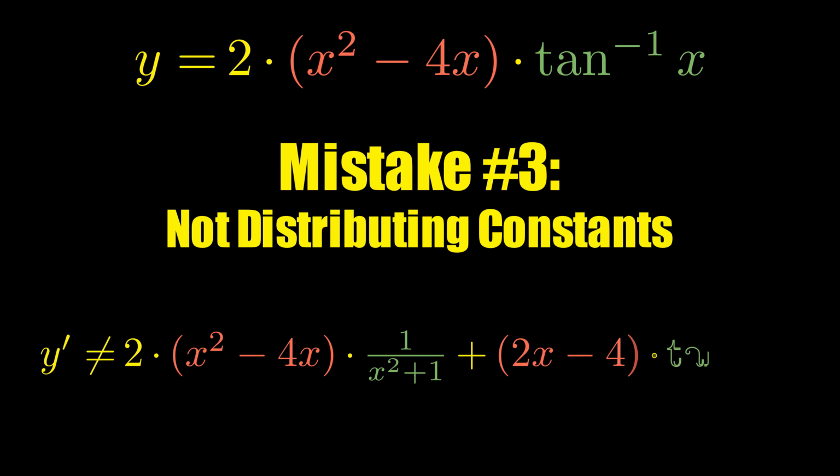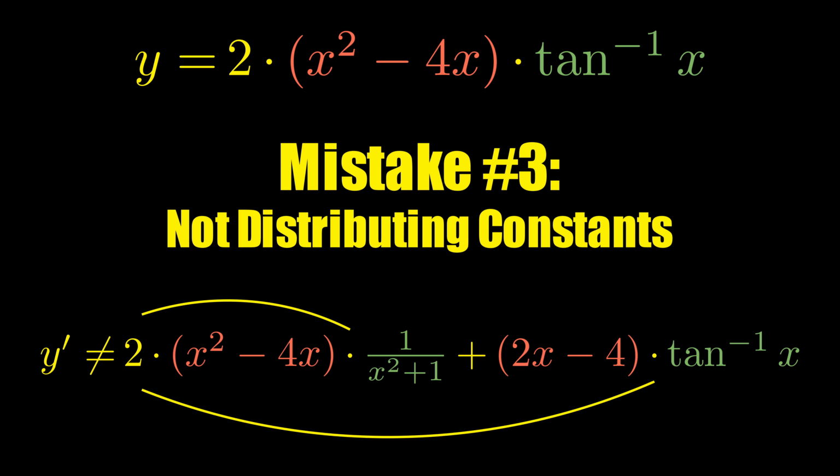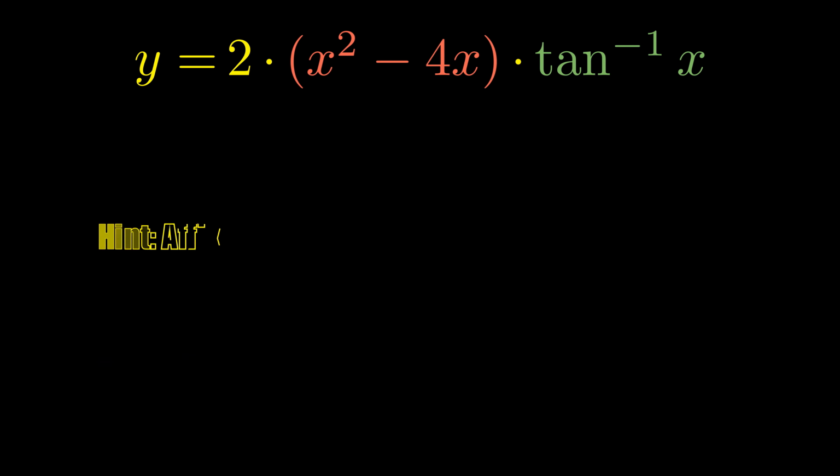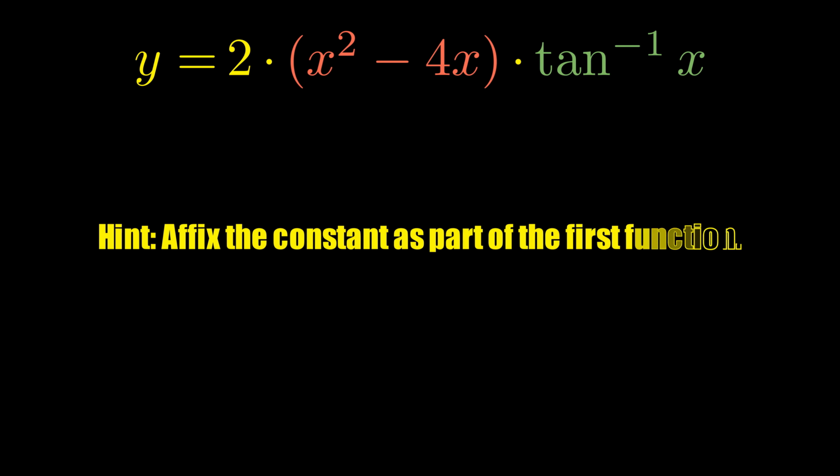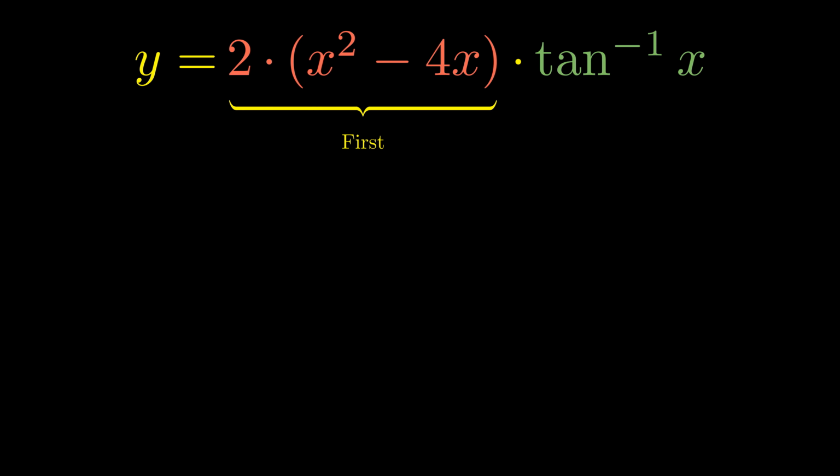This mistake is especially prevalent when the product rule is used for implicit differentiation questions later on in your calculus journey. The easiest way to avoid mistake number 3 is to affix our constant of 2 to the first function so that we will not think of the first function as just x squared minus 4x, but 2 times x squared minus 4x. Let's finally find the derivative of this function by navigating around these common mistakes of the product rule.